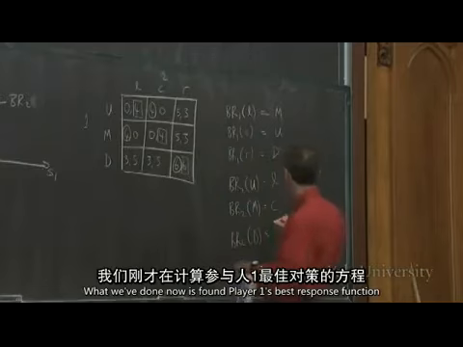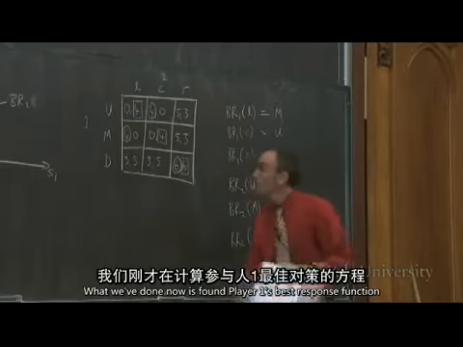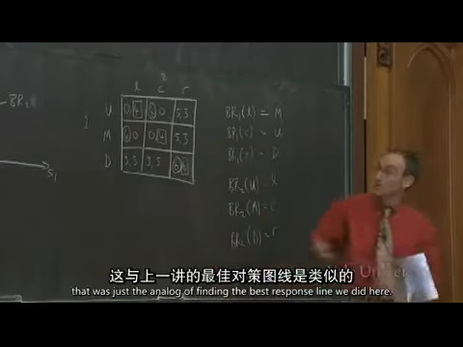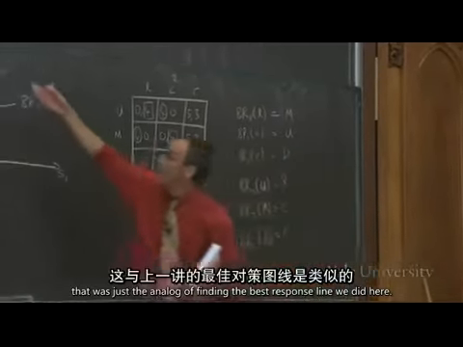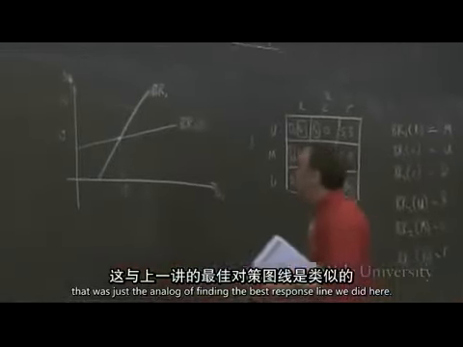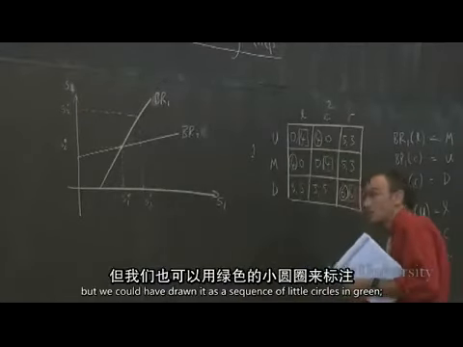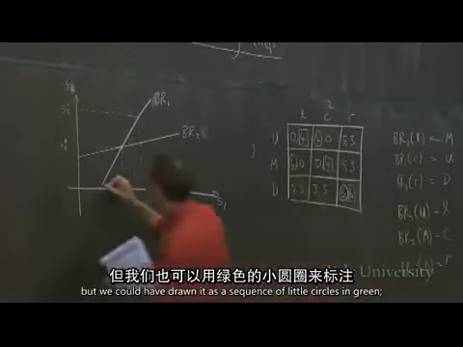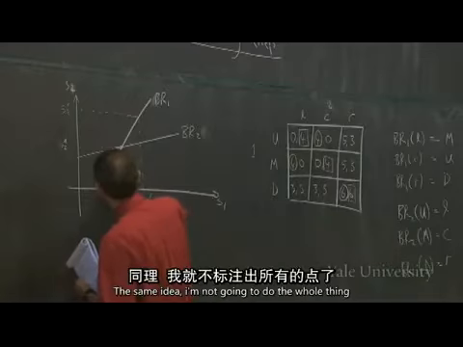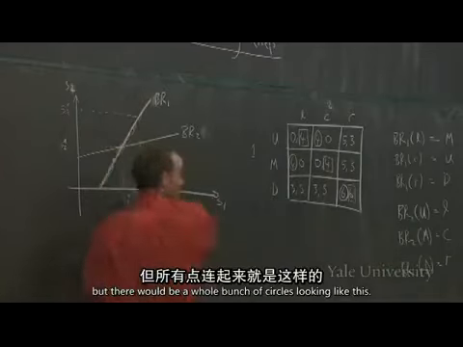So what we've done now is found player 1's best response function. That was just the analog of finding the best response line we did here. Here we drew it as a straight line in white, but we could have drawn it as a sequence of little circles in green. It would have looked like this, right? The same idea. We're not going to do the whole thing, right? It would be a whole bunch of circles looking like this.